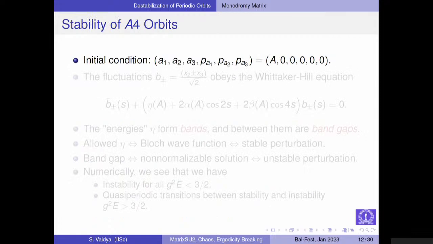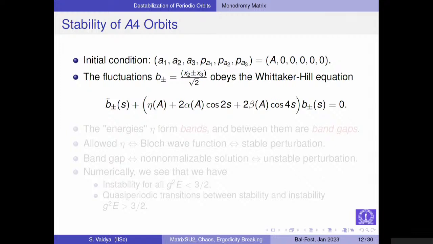Okay. So let me tell you what happens for the A4 orbits. This is the initial condition that characterizes the A4 orbit. If you do a perturbation around it, the fluctuation equation organizes itself into a Whittaker-Hill equation, and this is what the Whittaker-Hill equation looks like. But one thing you notice is that it's nothing but the Schrodinger equation for a particle in a periodic potential.